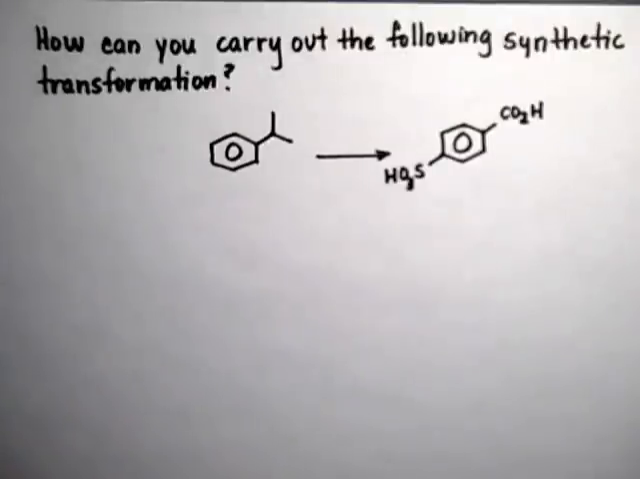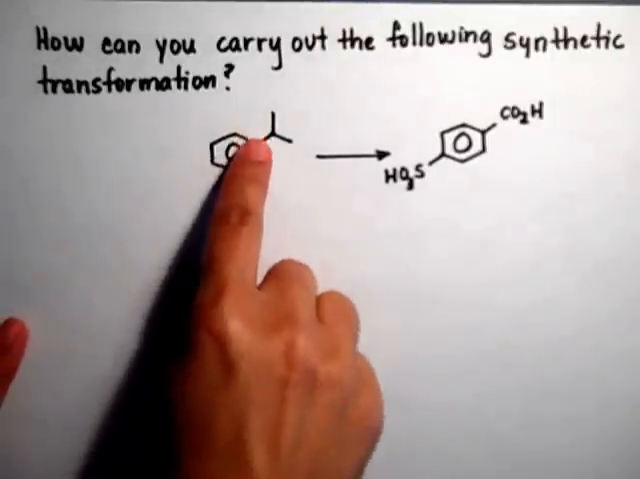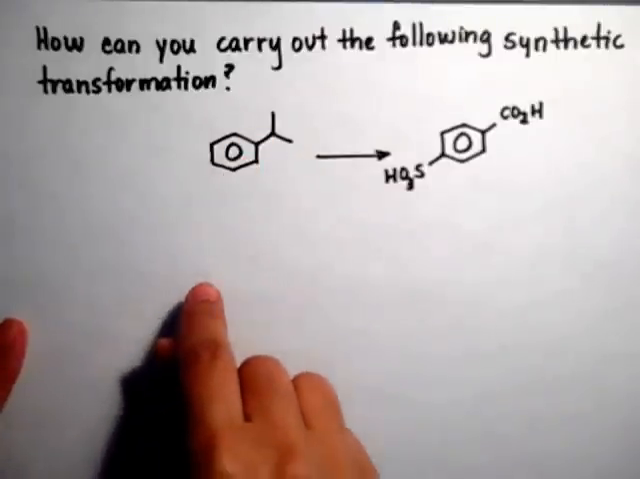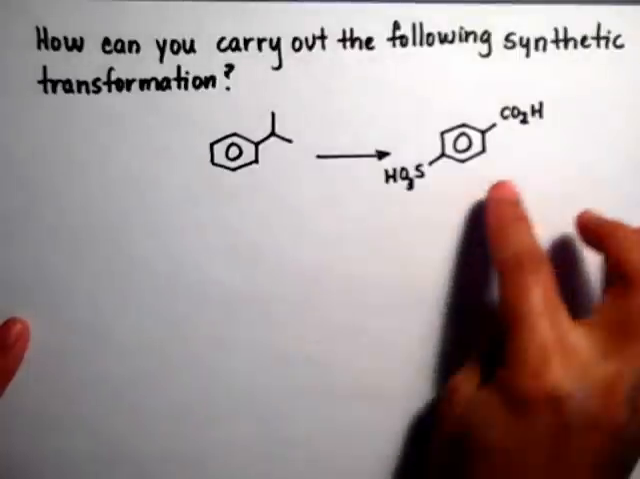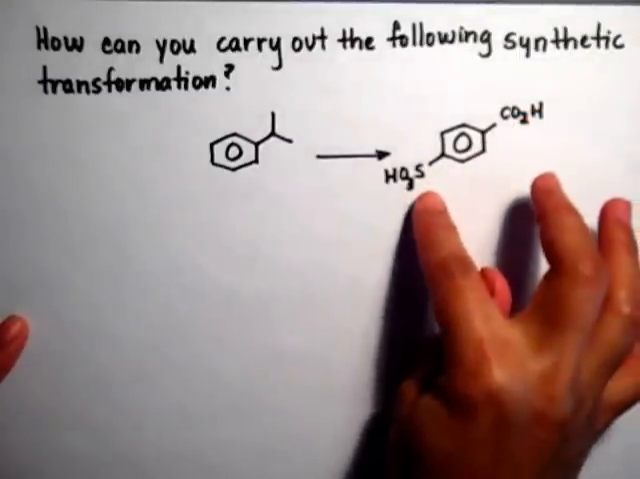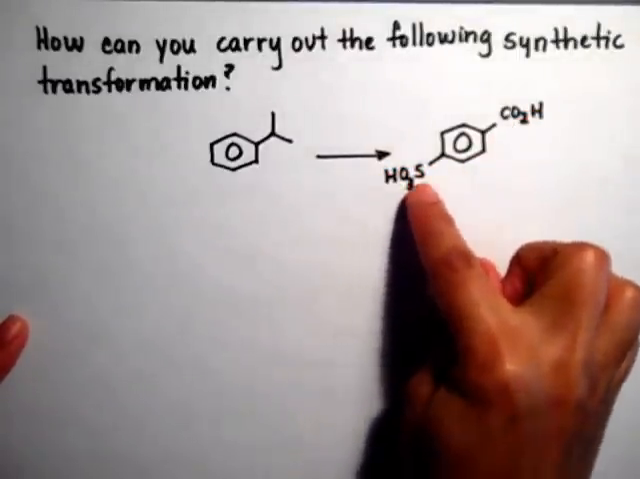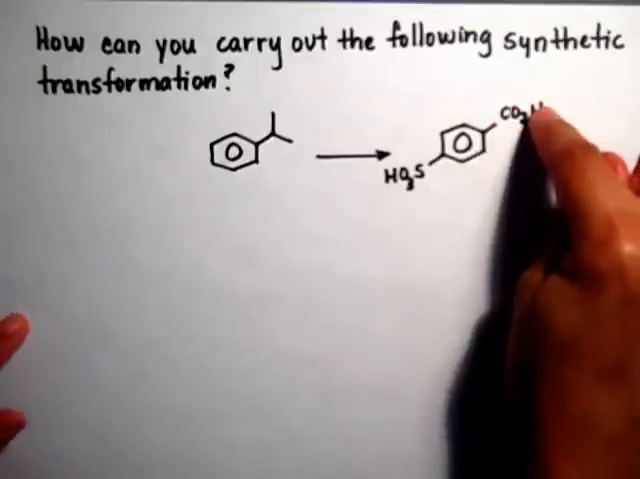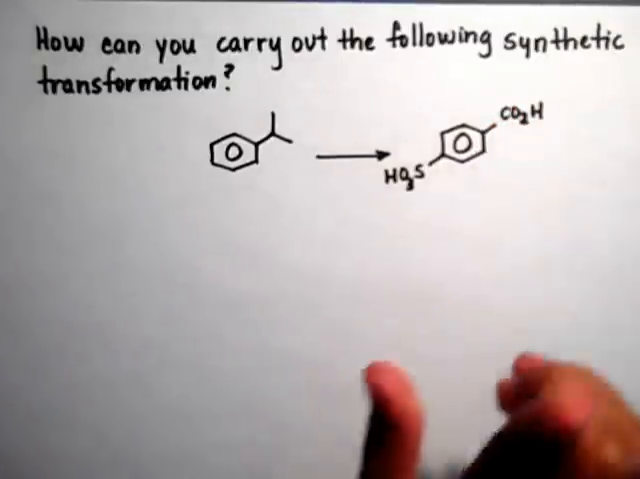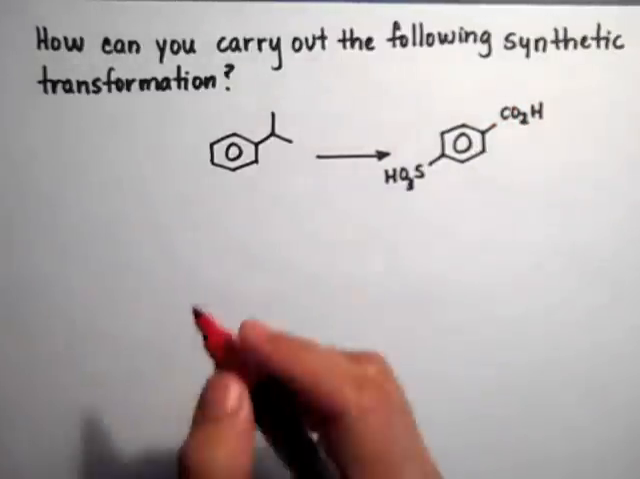We have a transformation right here. This is the isopropyl group, and we have isopropyl benzene, of course, and we need to convert it into this compound. So we have a sulfonic acid down here, and we have a carboxylic acid up here. Now we do know things that we need to remember.